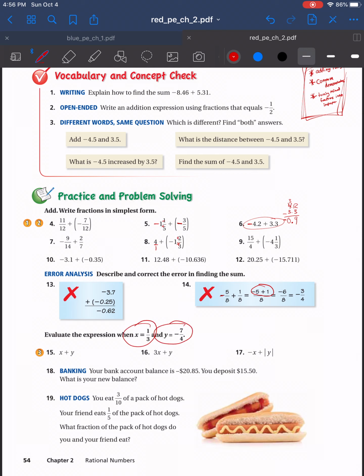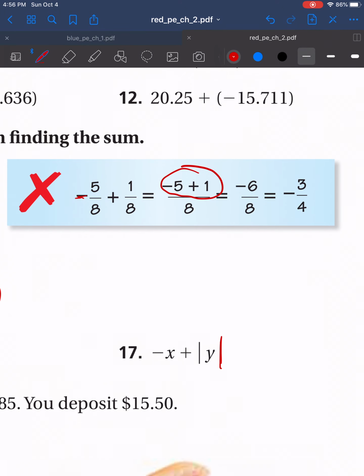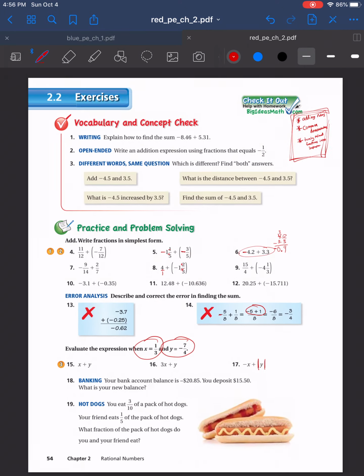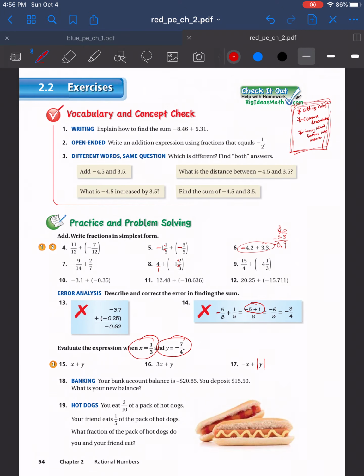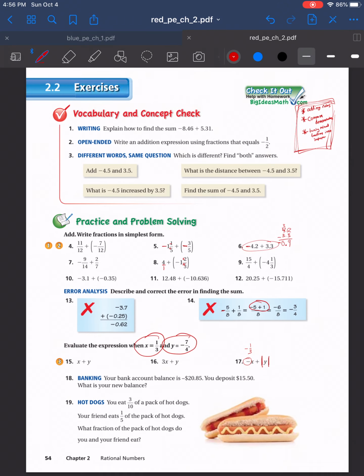Okay, 15 through 17, it says plug this in for X and plug this in for Y. Okay, so go through there, plug in your X's, plug in your Y's. I don't think you guys have to worry about too much. Remember, I see some absolute value signs right there. Don't forget about those. Okay. Oh, and also on 17, it says negative X. X is 1/3, so your thing will be negative 1/3. Don't forget that negative, okay?